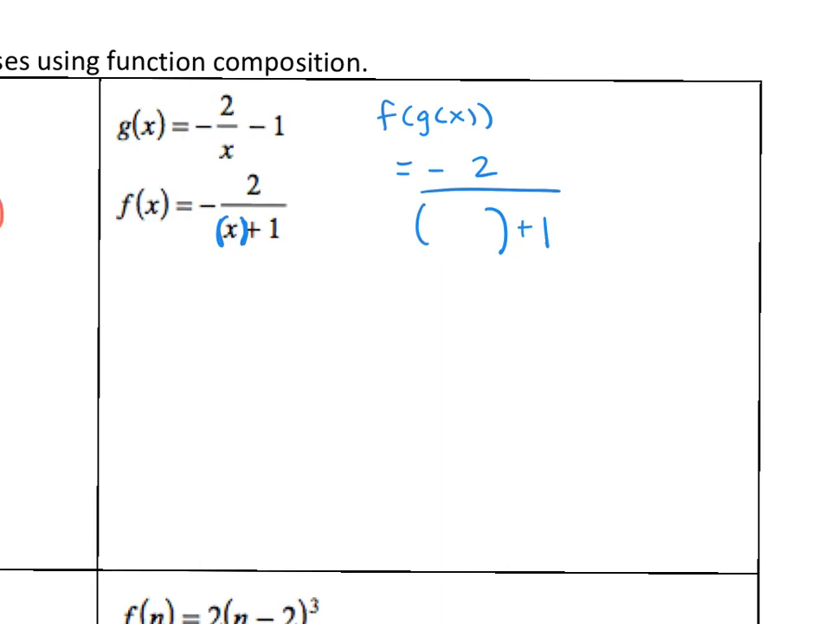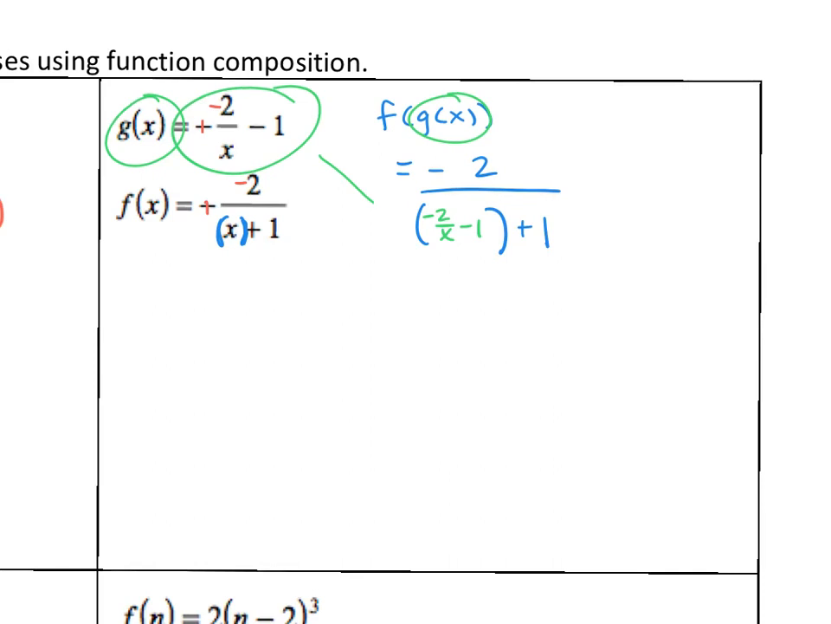Quick reminder about what we talked about in class. I'm going to distribute this negative and just assign it to the numerator rather than keeping it floating around, if you were confused why the negative moved to the top. Then I'm going to take whatever the other function is, which in this case again is g of x, and drop the expression into those parentheses. So that'd be negative 2 over x minus 1.